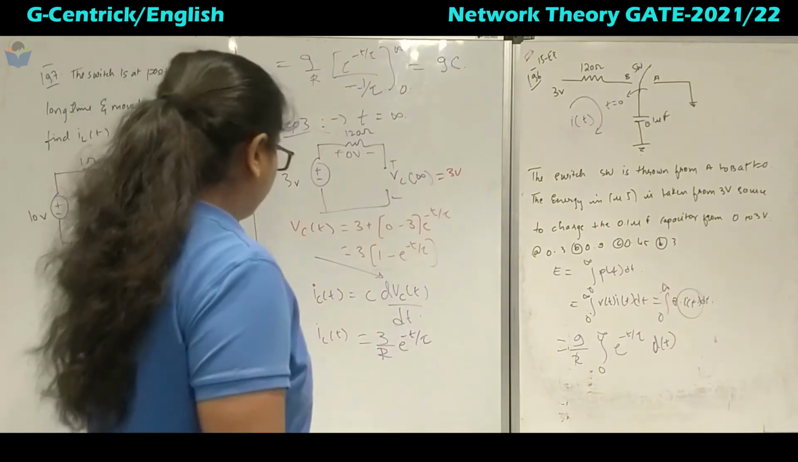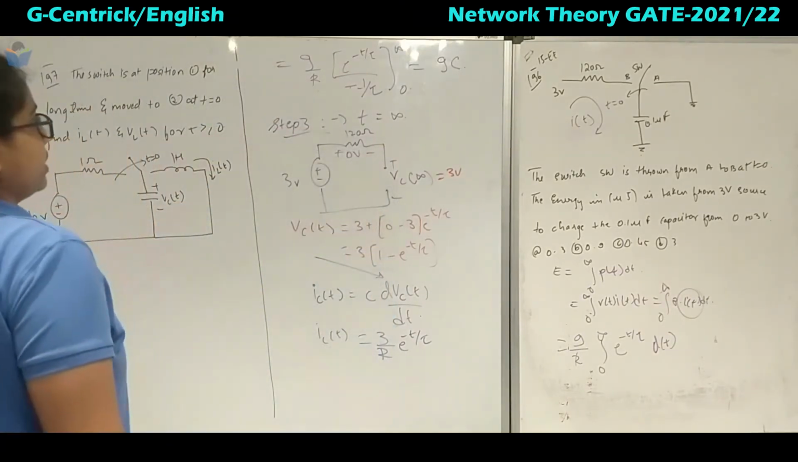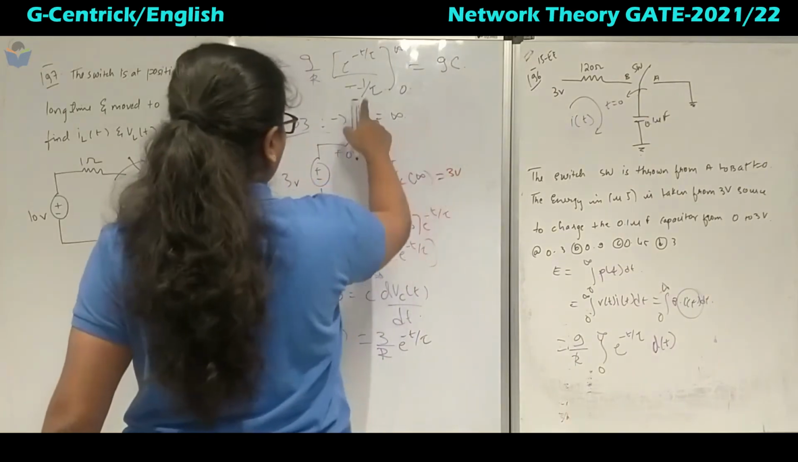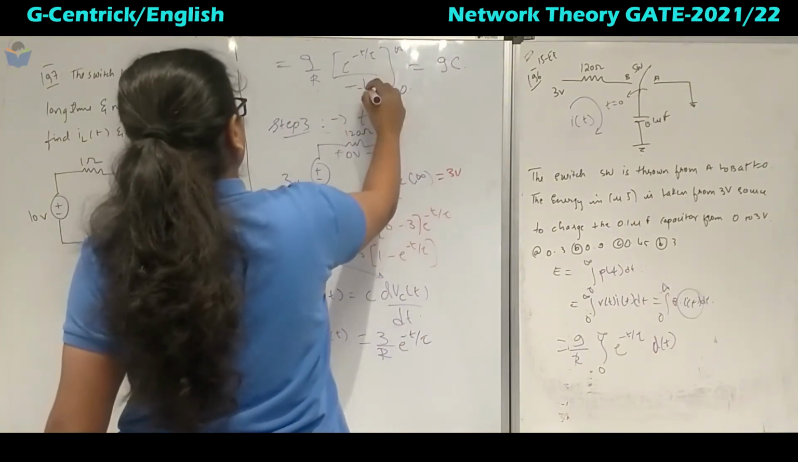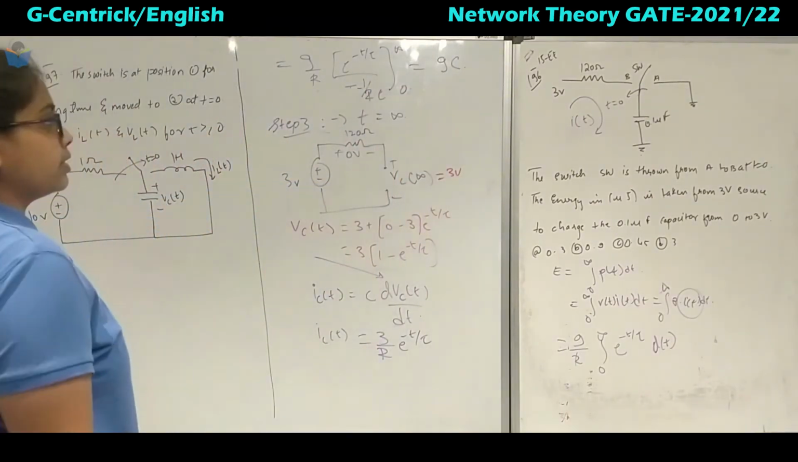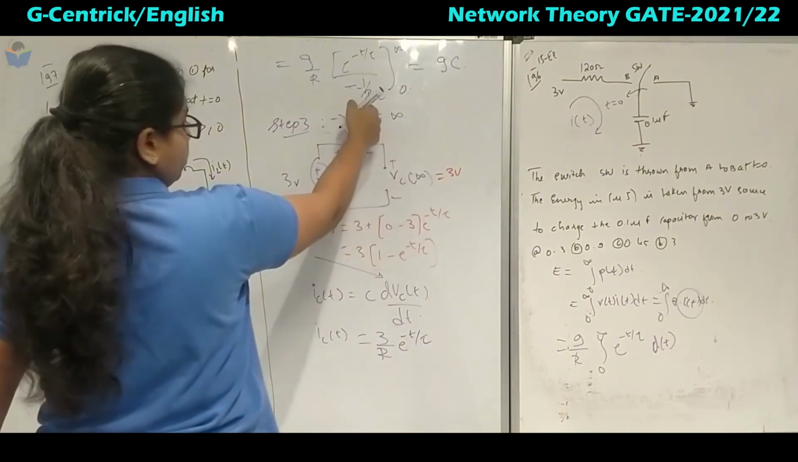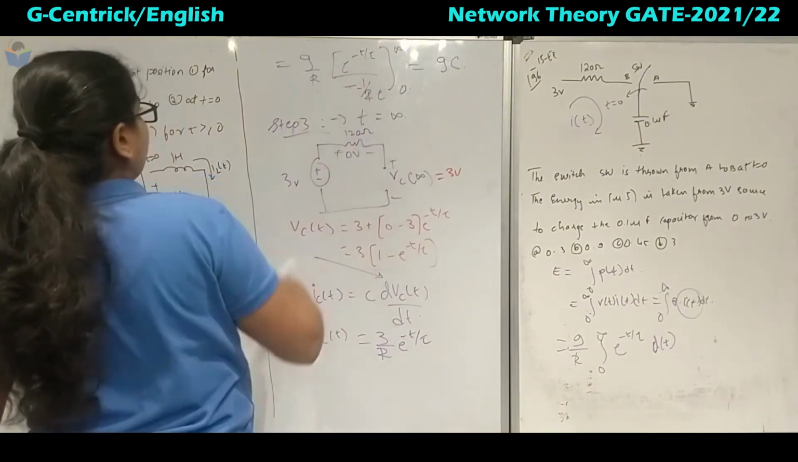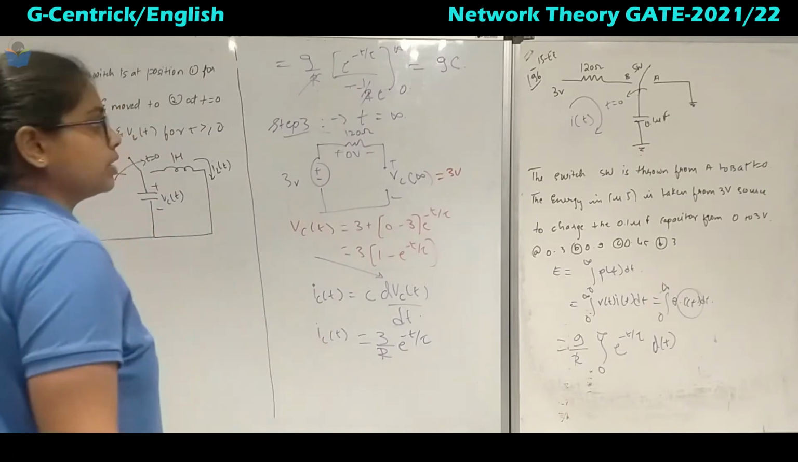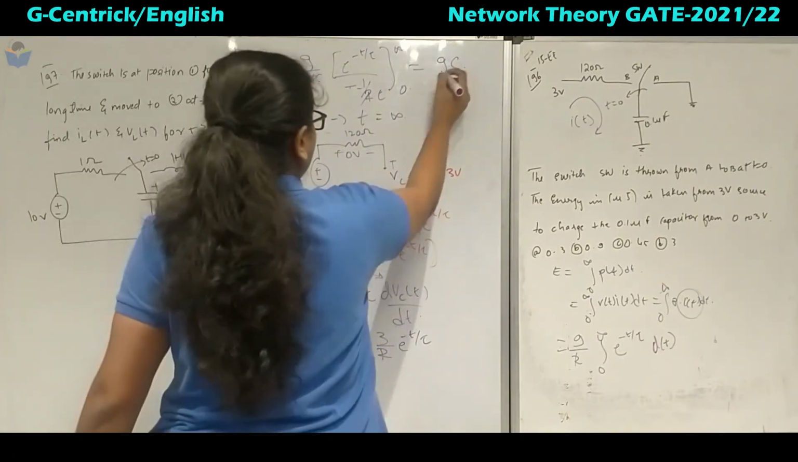So is it 9c we will get? Yes, we will get 9c. That is because we substitute tau is equal to RC. When you substitute tau is equal to RC, this C will go up and this R and this R get cancelled. So this is 9c.